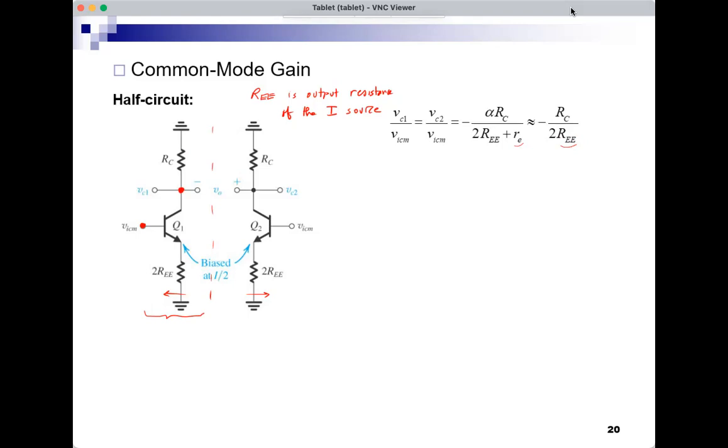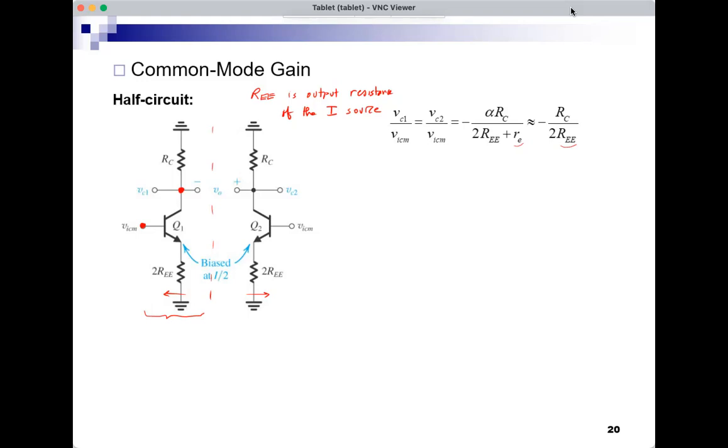It means that because the current source is non-ideal and has an output resistance equal to REE, if I look at the output at one of the collectors, even if the two inputs are equal, there will be something there. There will be some signal. It will be small, RC over 2 REE, maybe much less than 1. So I will see some signal which is smaller than the input, but there is something. It's not exactly 0. The reason is the output resistance of the current source.